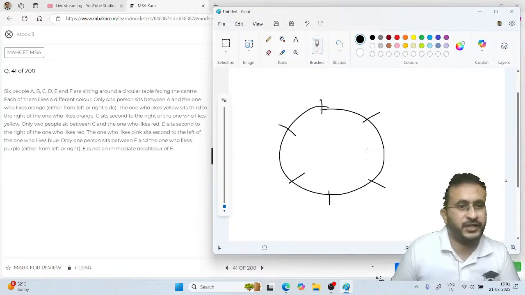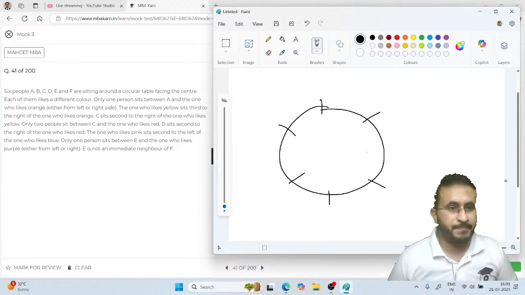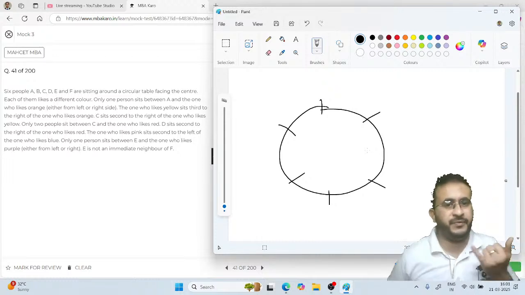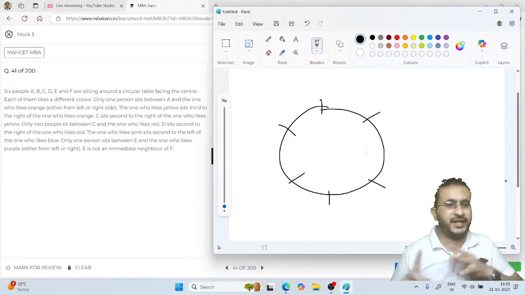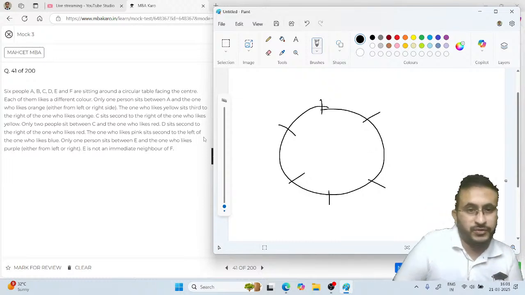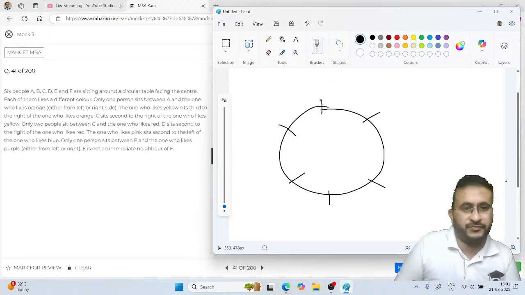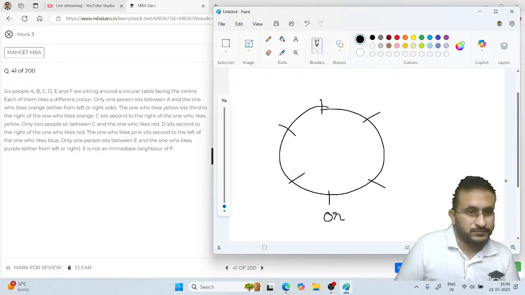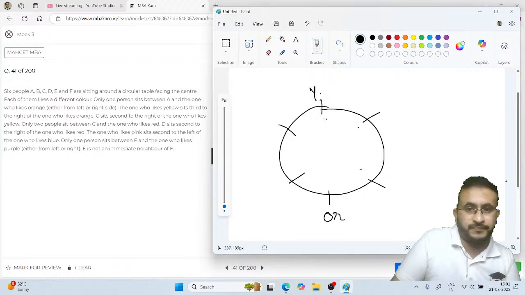Yellow sits third to the right of the one who likes orange. Okay, so now if you see, there is the relation between yellow, orange, and C. So let's say if you write orange over here, yellow is third to the right. So first, second, third. So this is yellow.